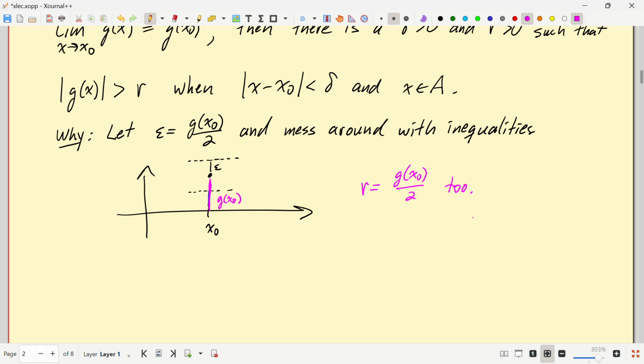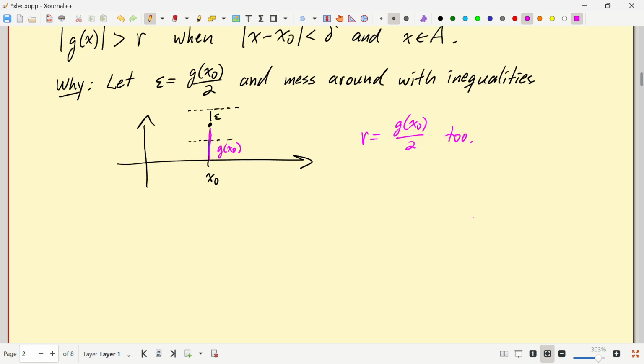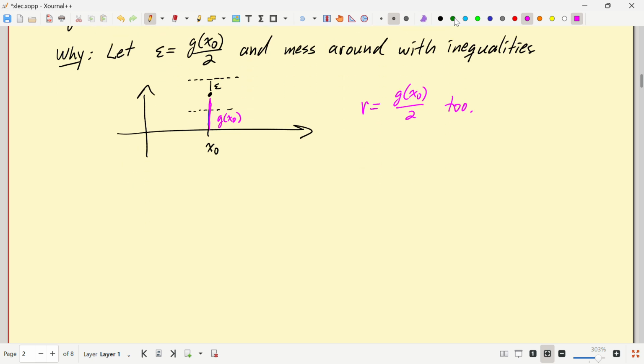Let's see. Oh, yeah. Those are kind of straightforward. An even more interesting one is that you can compose continuous functions and get more continuous functions.